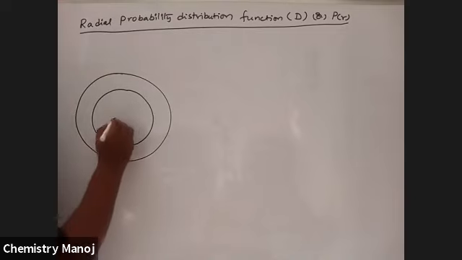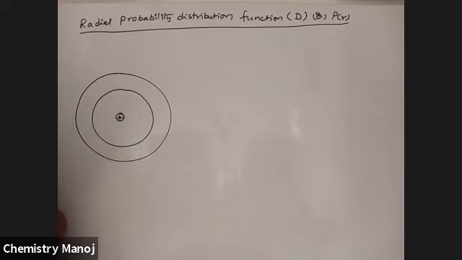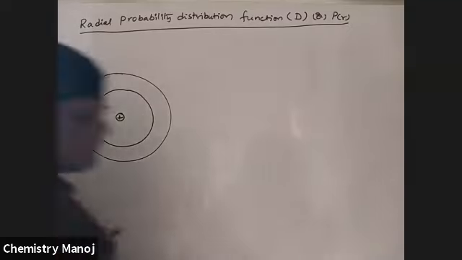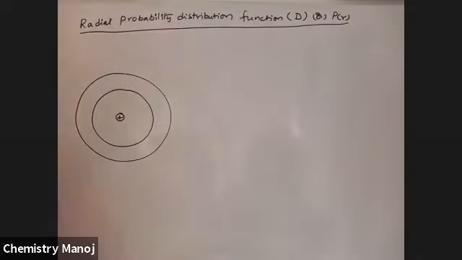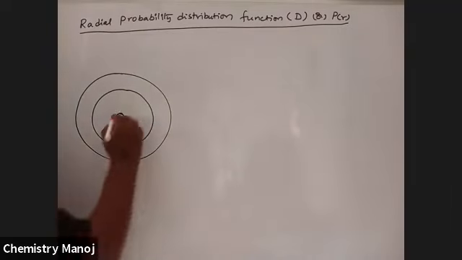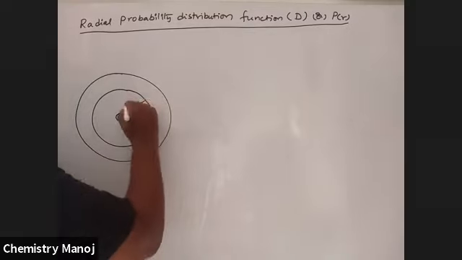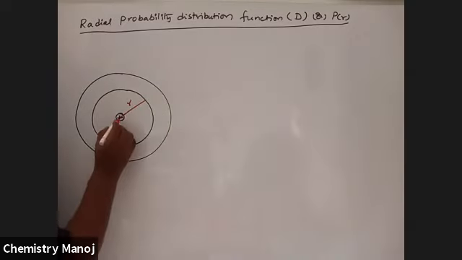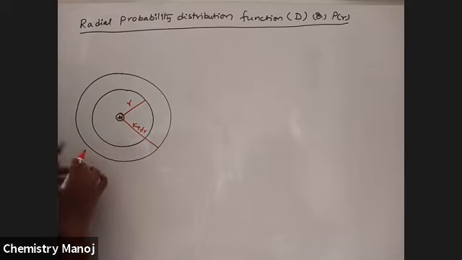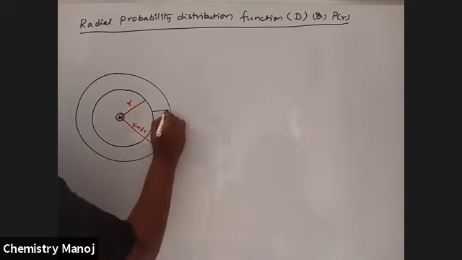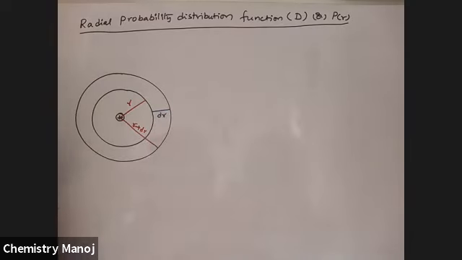These are two orbits at a concentric center. This is the center of the nucleus. Now, the distance from this center to this orbit let it be r. From the center to this orbit is equal to r plus dr. Now, the distance between these two is dr. The distance between these two is dr.